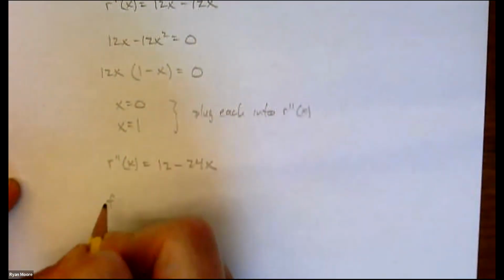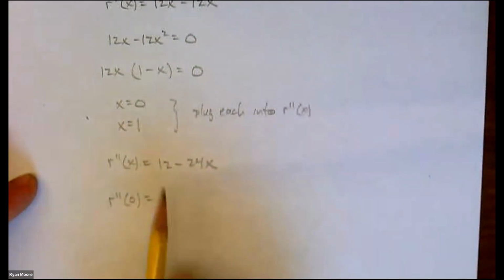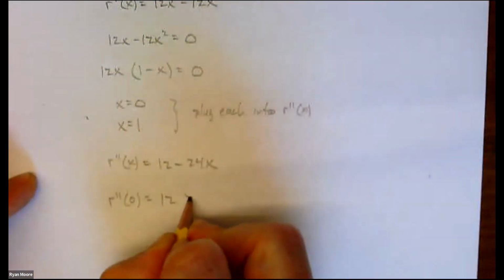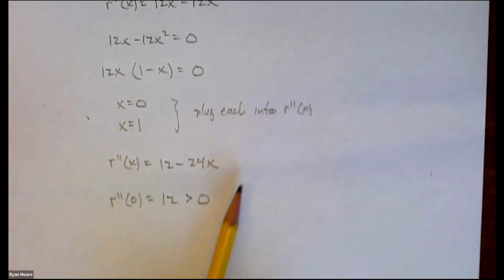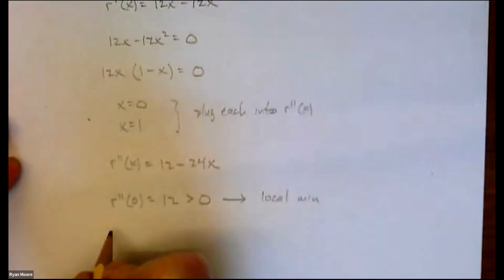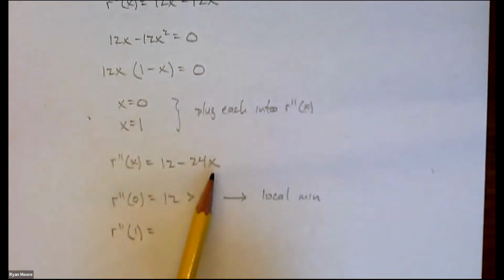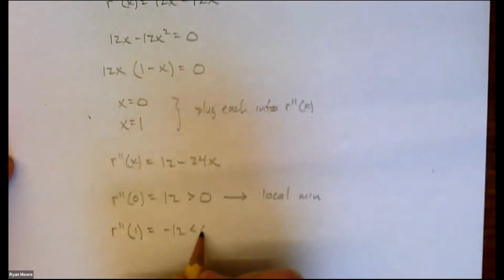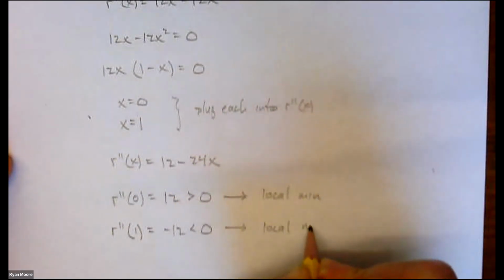So let's start with 0: r double prime of 0. Well, plugging 0 in gives us 12. That's positive. Is it a local max or a local min? If it's positive, that means it's concave up. Concave up has a local min. Let's also try it at 1. Plugging 1 in gives us negative 12. It's concave down, so that has a local max.